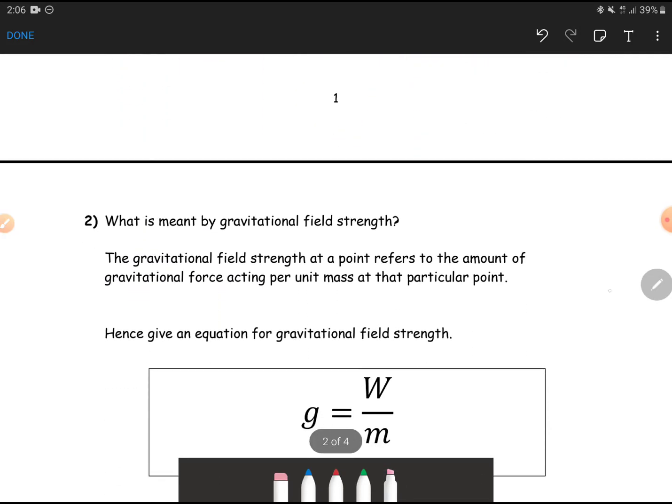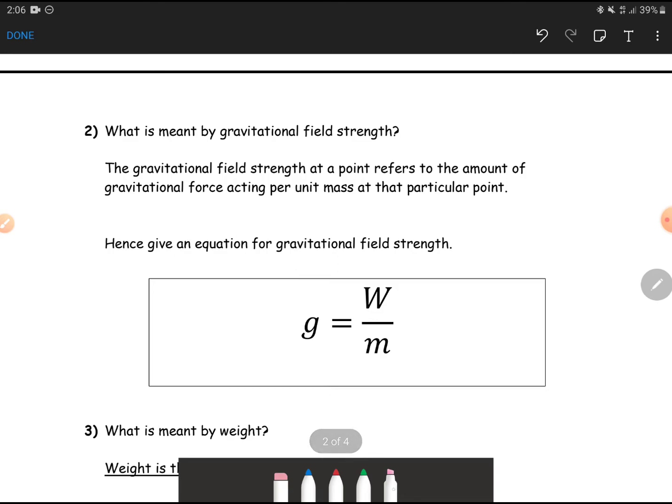Now moving on, what is meant by gravitational field strength? It basically refers to the amount of gravitational force acting per unit mass. That means per kg. Just take note of that, at a particular point. So the formula to find the gravitational field strength, you just take the weight divided by the mass.